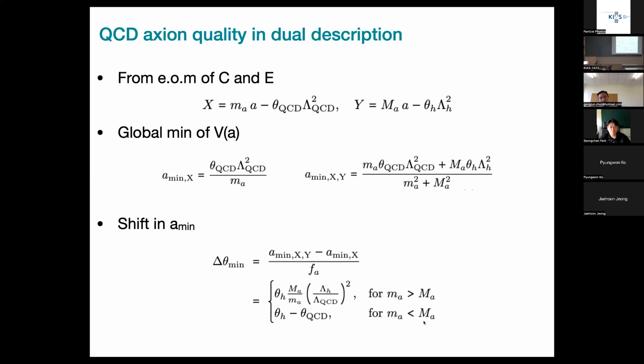Of course, when we discuss the axion quality issue, we're more interested in the case where the axion mass generated by the hidden extra three-form is much heavier than the original QCD axion mass. In that case, the very interesting thing is that the shift is given by the cancellation between the theta angles of two gauge theories. Normally theta is an angle, so normally this is order one. So the question is, why do such order one quantities need to conspire to cancel each other to produce a much, much smaller number than them? That's how we understand the quality issue here.